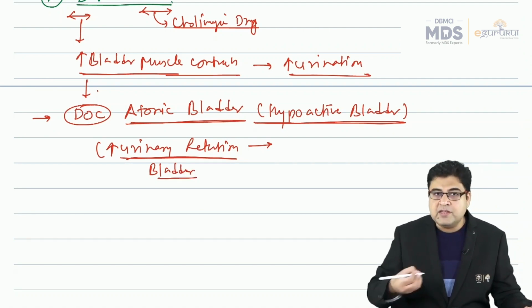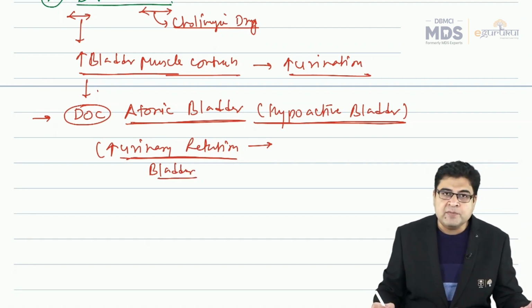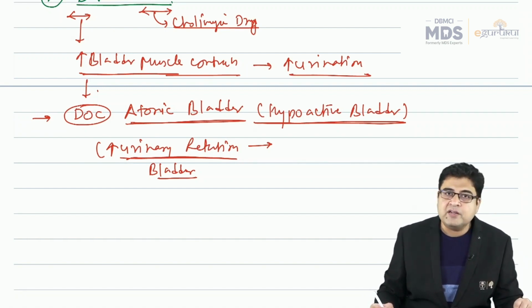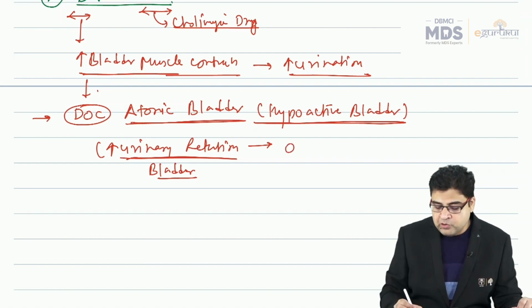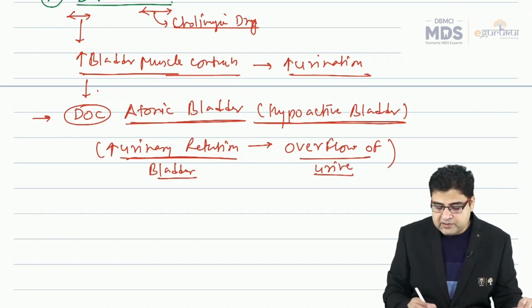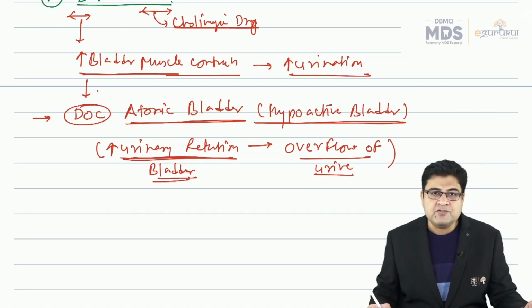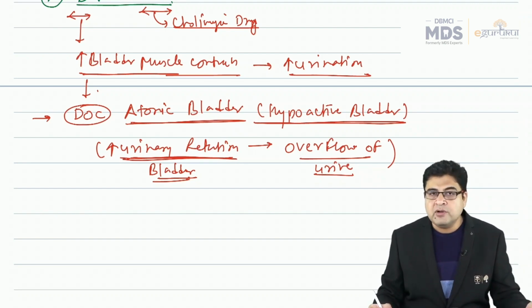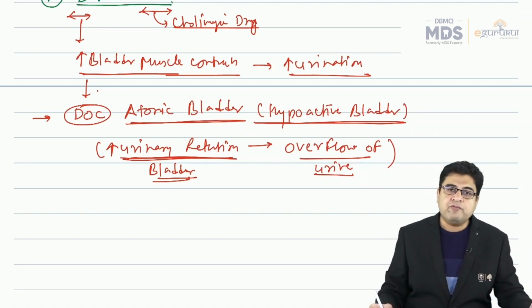So the urine keeps on increasing, and ultimately a stage will come when the bladder sphincter cannot hold this much pressure. And when the bladder cannot hold this much pressure, urine will start overflowing. So there is an overflow of urine once the bladder is full. Once the bladder is full, the urine will start overflowing from the bladder cavity.